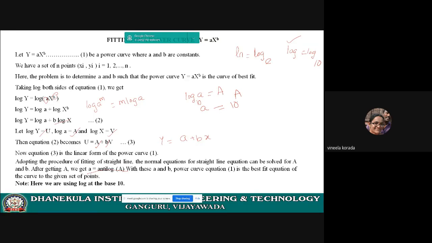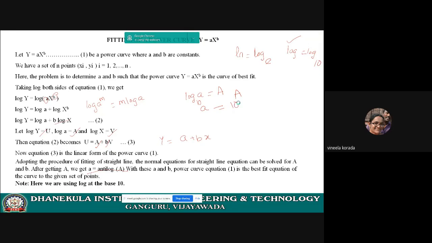Okay. So now you have changed the power curve to a straight line, and now we are applying the normal equations of a straight line to derive the equation of the power curve to the given discrete data. Okay. So now let me go on with the problem. Is it clear to all of you? I am applying log on both sides, assuming the values as log y is equal to u, log a as capital A, log x as capital B, and now it is transformed to the form u is equal to a plus bv, which is a form of a straight line. So applying the normal equations of a straight line, you are going to get the equation of the power curve.